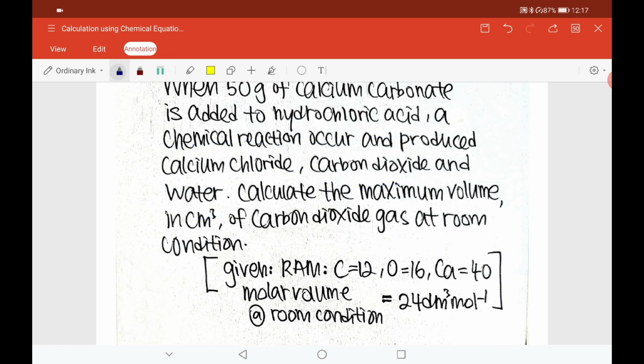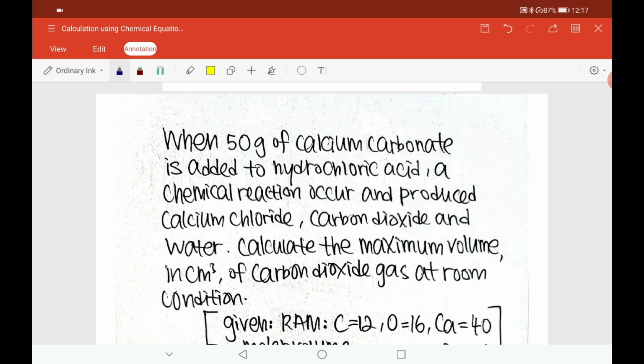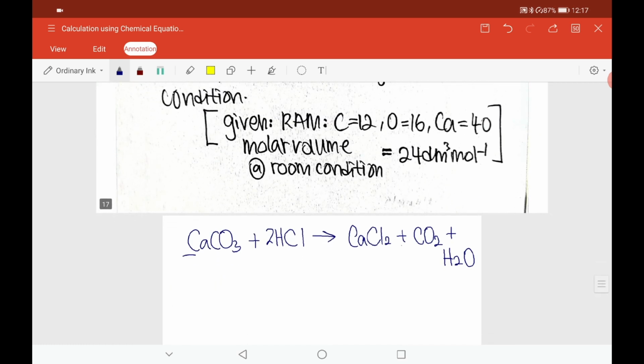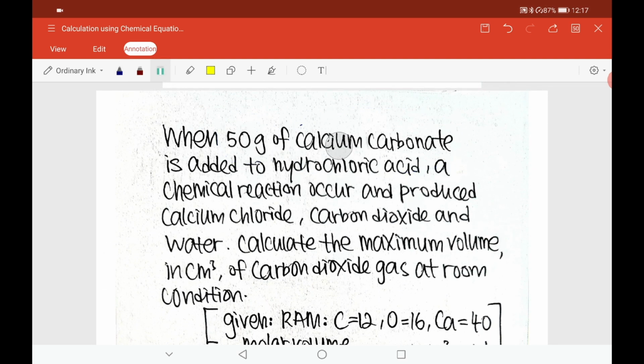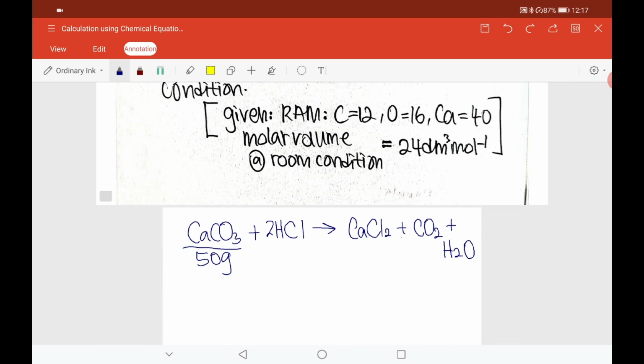Now after we write the chemical equation, we go on with step number 2. In step number 2, we must know what we have and what we want. We have 50 grams of calcium carbonate, so we underline calcium carbonate here, 50 grams. What we want is the volume of carbon dioxide. So we underline the carbon dioxide and write down the volume here. This is what we want to find.